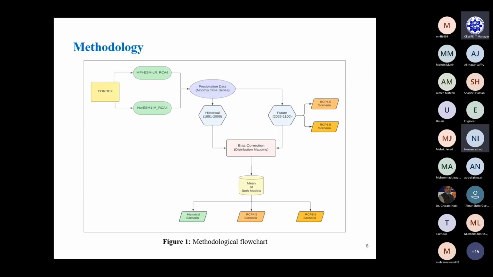Now comes the methodology, and this is the methodological flowchart in which we downloaded the CORDEX data of two GCMs, global climate circulation models. The data was monthly time series precipitation data, for the historical time period and for the future time period. For the future, there are two RCP scenarios, RCP 4.5 and RCP 8.5. The data from historical and future scenarios has been bias corrected by the method of distribution mapping, and the mean of the bias-corrected data of both models has been incorporated in this study for the analysis purpose.